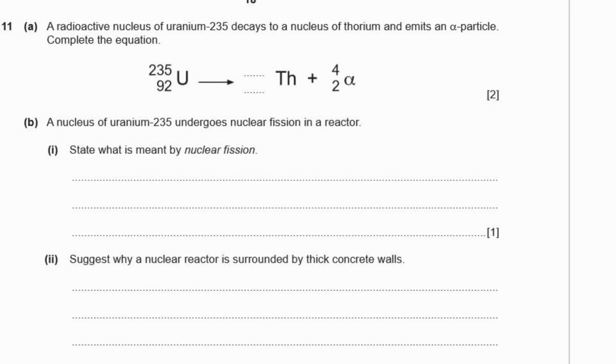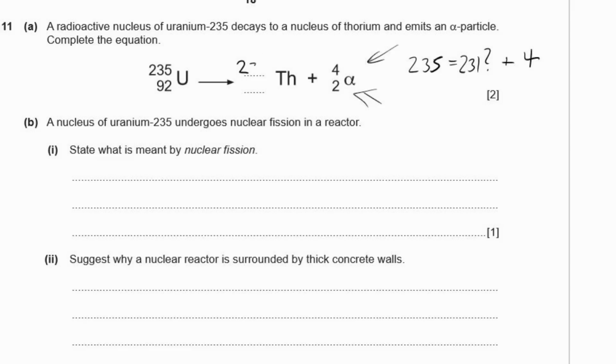11. A radioactive nucleus of uranium-235 decays to a nucleus of thorium and emits an alpha particle. Complete the equation. Okay, so we got thorium, we got uranium-235. Let's look at this. What we know is that numbers at the top remain the same. What do I mean by that? 4 plus whatever thorium is will equal 235. So that tells me that thorium must be 231.